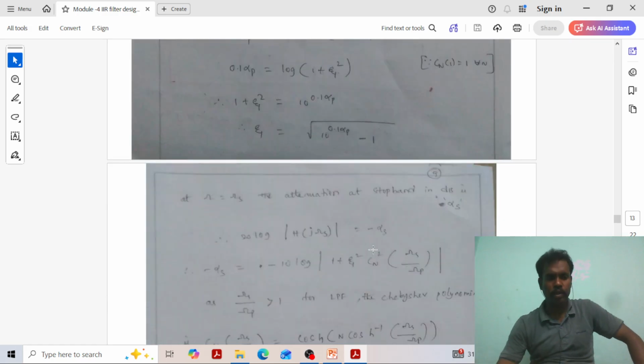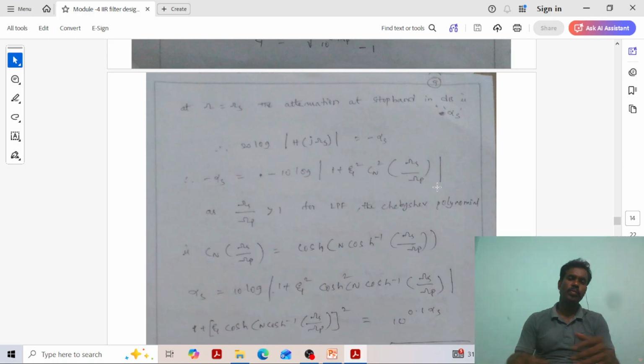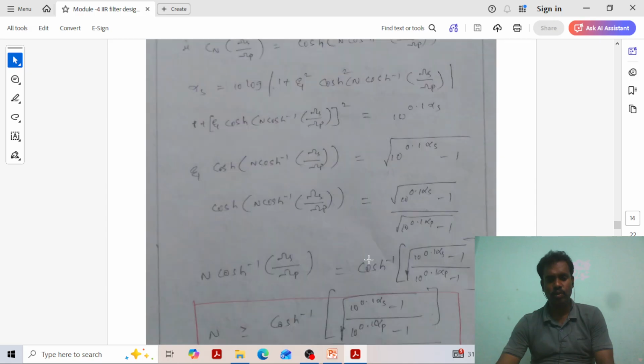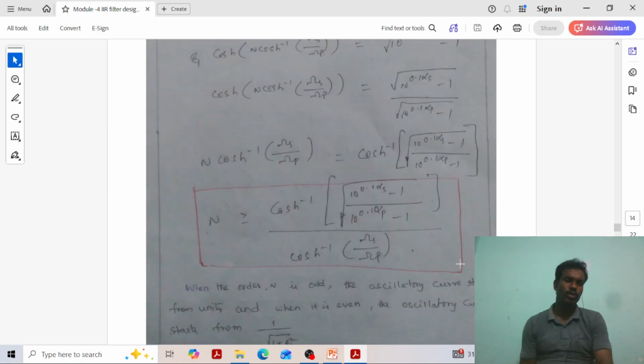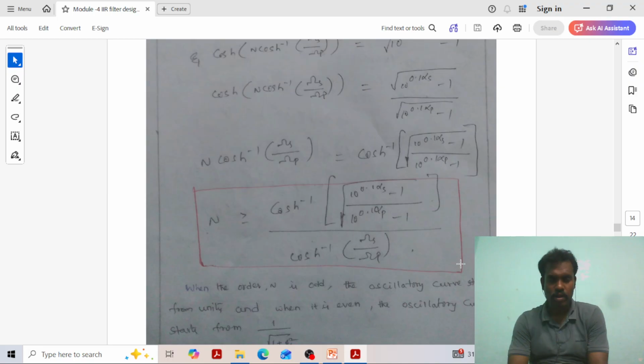Now if we substitute omega equal to omega s, then we'll get omega s by omega p. For a low pass filter, omega s is always greater than omega p. Therefore, omega s by omega p is greater than 1. It is in the stop band. So Cn of x can be represented as cos h of n cos h inverse. From this, if we derive, we can get back the n value. Then n is greater than or equal to cos h inverse of square root of 10 power 0.1 alpha s minus 1 by square root of 10 power 0.1 alpha p minus 1, divided by cos h inverse of omega s by omega p.